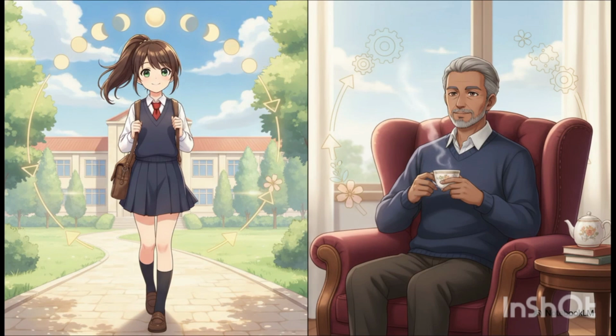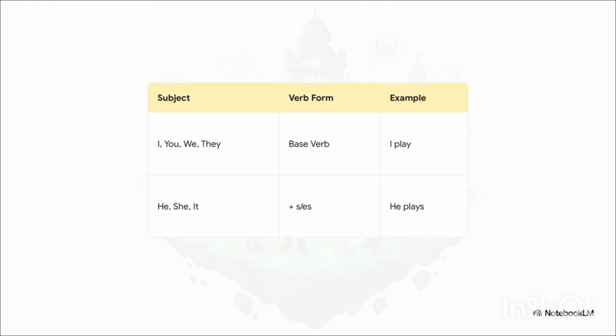And to make this even easier, there are these highly common signal words that act kind of like cheat codes. Words like every day, always, usually, sometimes, never, and often. When you hear native English speakers casually dropping these into conversation, like, "I usually walk to school," or "My father always drinks tea," they are instantly signaling to you, without a doubt, that it's time to use the simple present tense structure.